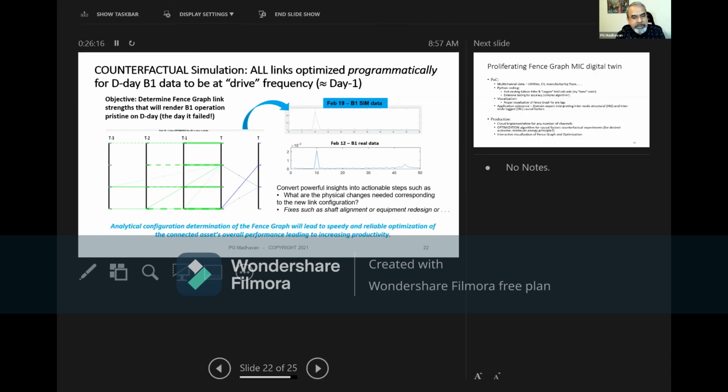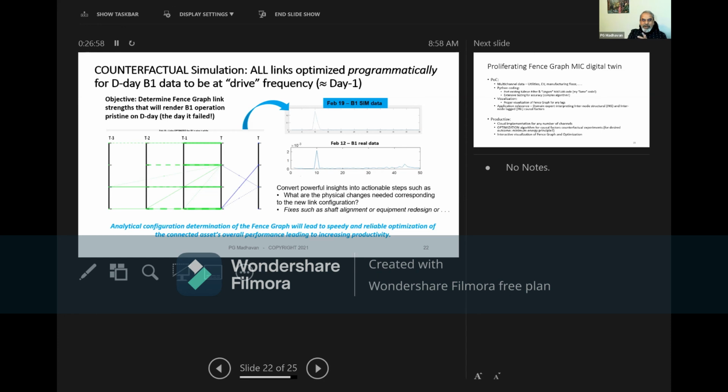So the big contribution of this is the analytical determination of this configuration through this counterfactual simulation. It's called counterfactual because it did not happen in real life, right? The old way of doing experiments is you had to set the experiment up this way to make sure the B1 data looks pristine. So it's not a fact; we just have the past data. But because these are causal relationships, we can do this counterfactual analysis. That is what is going to lead to the optimization of connected.